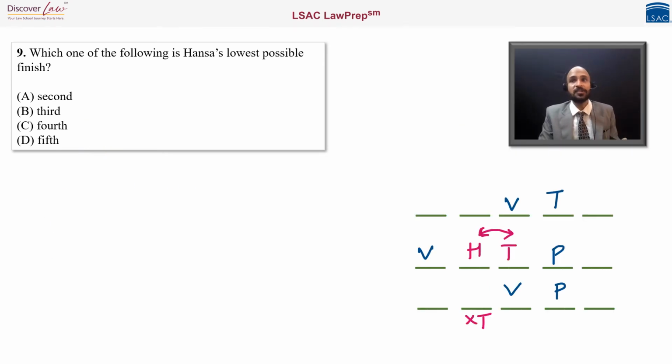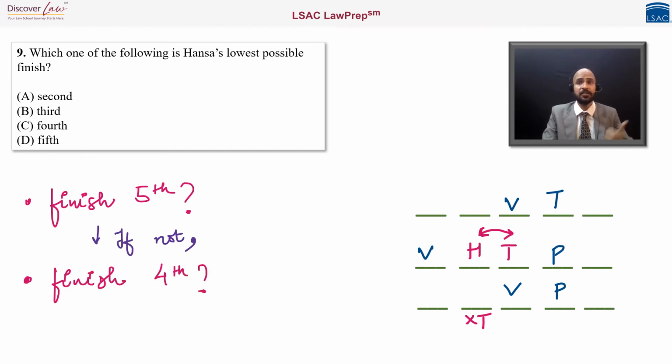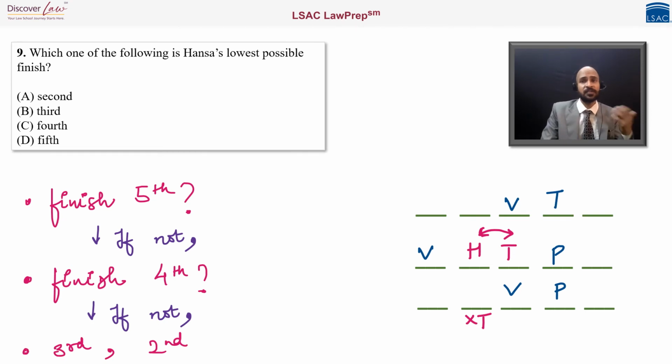So basically, you start by saying, is it possible for Hansa to finish fifth? If not, then you see, is it possible for Hansa to finish fourth? If not, is it possible for Hansa to finish third? If not, then the answer is second.